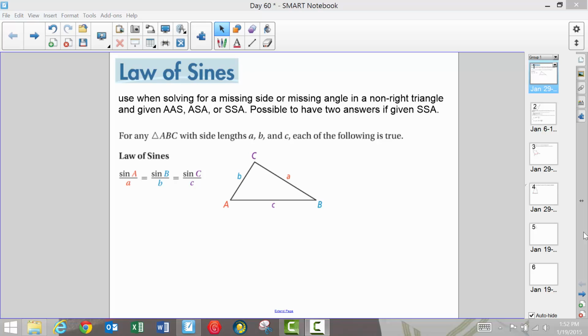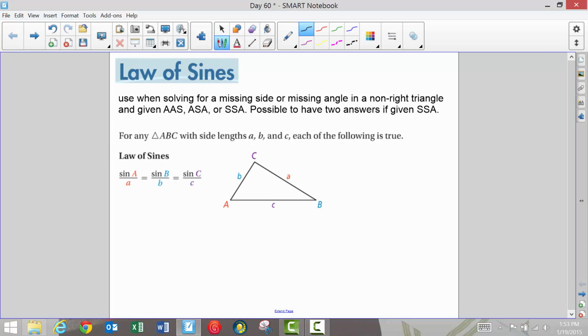Okay, so today's notes will be on the law of sines, which you will use when you do not have a right triangle and you need to find a missing side or a missing angle. So the law of sines you will use with non-right triangles, and you're given angle side angle, or side side angle. It's possible to have two answers given side side angle, and we'll get to an example later on in the notes. So one thing you have to remember is this formula, law of sines, right here.